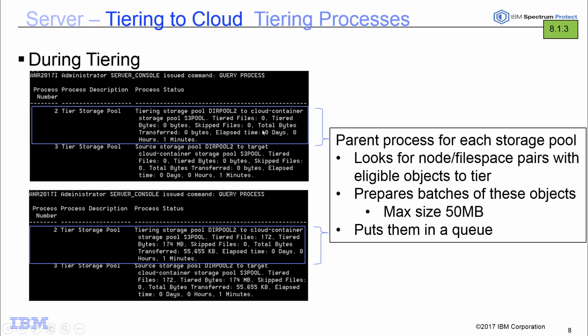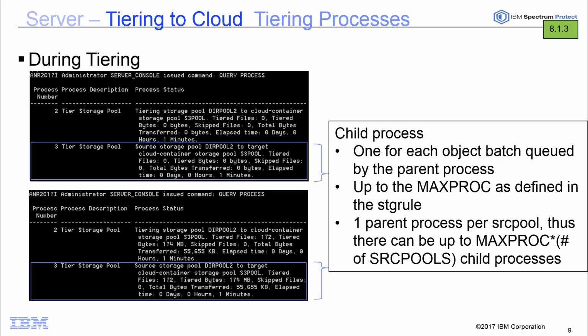Once the tiering kicks off, we will first start a parent process for each of the storage pools. It will go out and look for either nodes or file space pairs that are eligible to be tiered. Then it'll batch those together in objects, with a maximum size of about 50 megabytes, and put them in the queue.